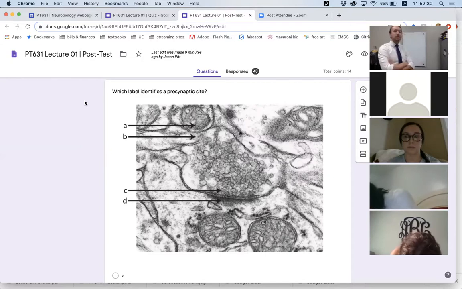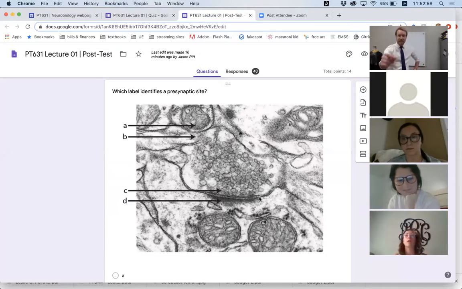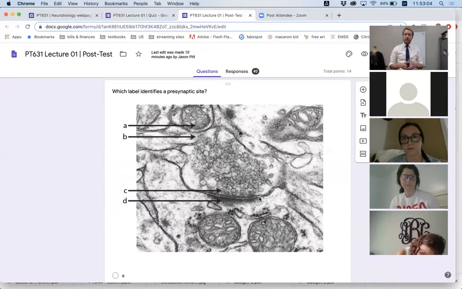Arrow C. Look at all these little blobs right here. Dead giveaway that we have a presynaptic site. And if you look just across from it, notice this very dark area here. Why is it so dark? Because it's dense. Exactly. It's electron dense. It absorbed a whole bunch of electrons because it's filled up with proteins. We've collected a bunch of protein right here. So that's going to be our postsynaptic density.